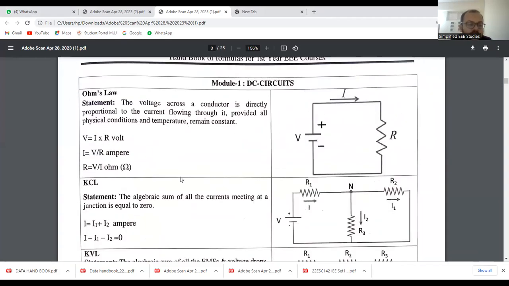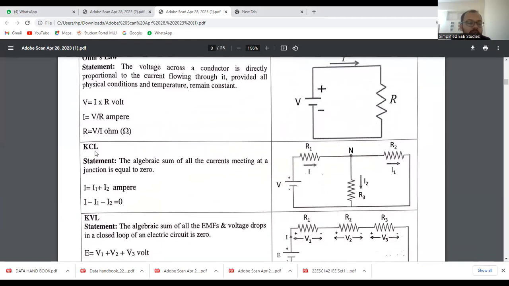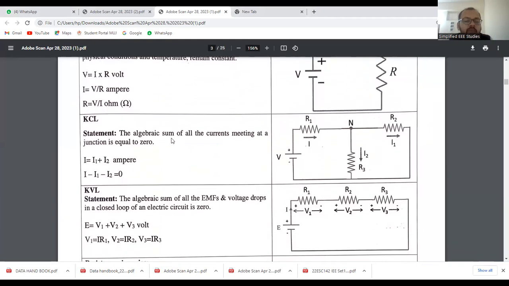Yeah, the question was: state and explain KCL and KVL. Here you can see the statement is directly available. See, what is the statement of KCL? The algebraic sum of all the currents meeting at a junction or node is equal to 0. Here the circuit is provided and the equation is also given. So very easy. You can directly refer to this data book and write the answer. Try to elaborate, because these are only points for your reference. So I request everyone to elaborate it.